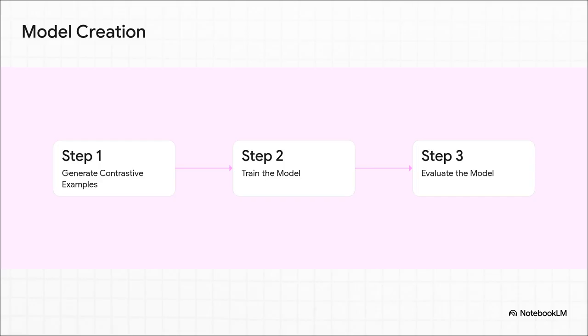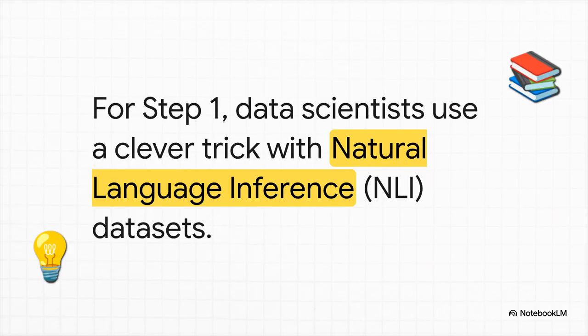First, you have to generate your data, all those pairs of similar and dissimilar examples. Second, you train your SBERT model on all that data. And third, you test it to see how well it learned. But step one, that's where the real cleverness comes in. I mean, think about it. Where do you get millions of pairs of sentences that are already labeled similar and dissimilar? Having people do it by hand would take forever.